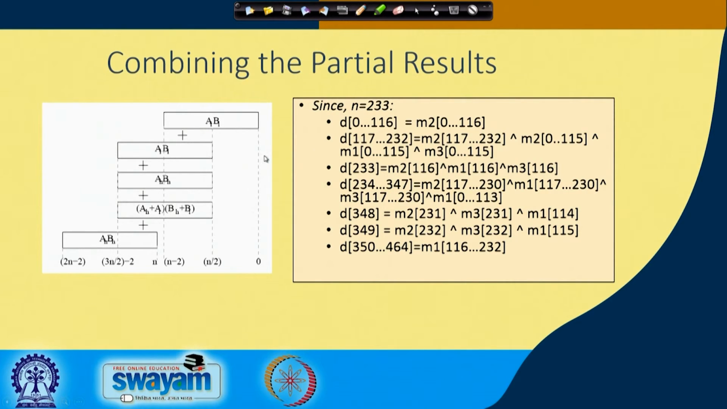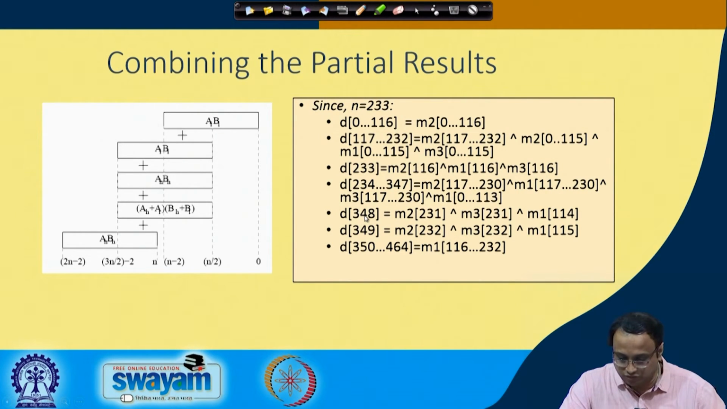From this part to this part, that is from 117 to 32, you have got 4 registers which you are XORing. For the 233rd position, you have just 3 bits to XOR. Again, when you are going for 234 to 347, now this 347 you can easily calculate by the relative position. And here you have again 1, 2, 3 and 4 values to XOR.